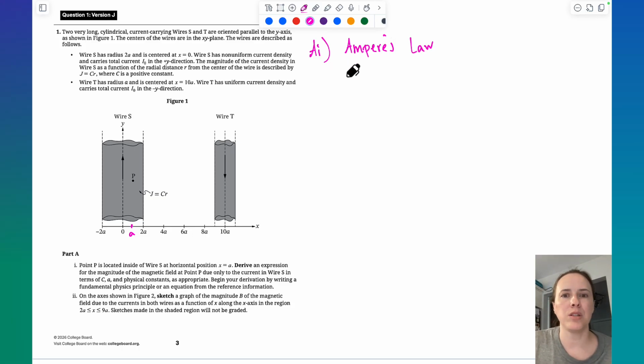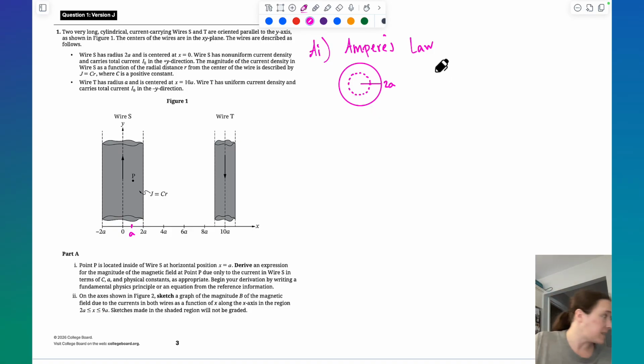Okay, so if we do a cross section of that wire, here's our total radius. Our total radius goes out to 2a. We care about r equals a, so we're going to draw a nice Amperian loop where we want to figure out the field, and that's at point P.